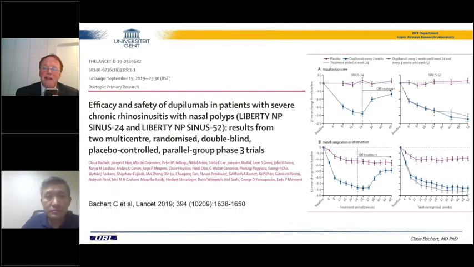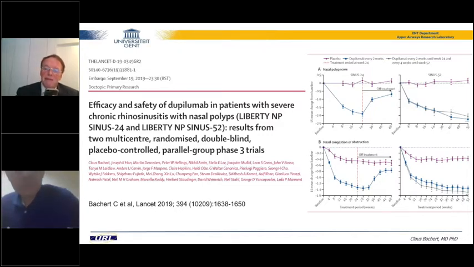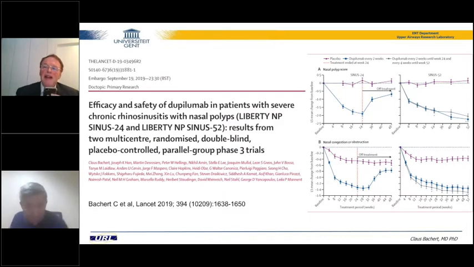Now, when we treated these patients with dupilumab, we saw in the verum group a decrease of about 2 score points in the nasal polyp score within 24 weeks versus placebo. Now, this tells you clearly that this approach is correct. This approach is functional and effective. IL-4, IL-13, presenting the type 2 immune reaction, actually is an effective approach. It reduces the nasal polyps.